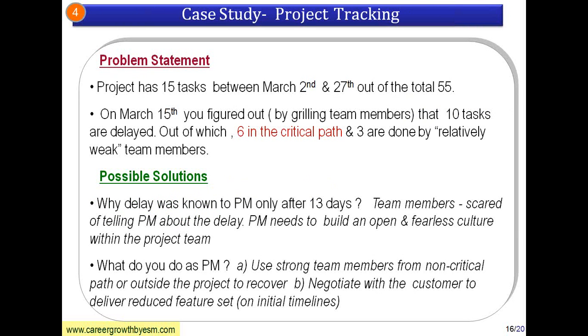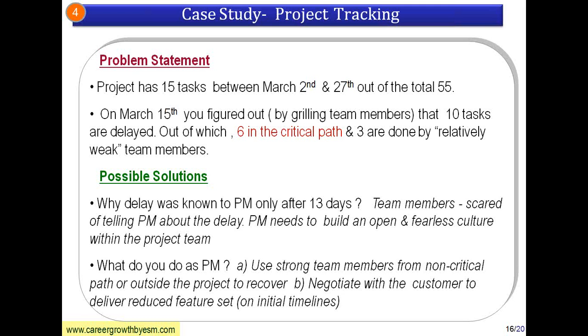Another issue is that 3 of the tasks in the critical path are done by relatively fresh people or relatively weak team members. How do you handle such a situation? It's a very difficult situation to handle. You have some tasks which are already delayed, some of those tasks are already in the critical path, and some of those critical path tasks are handled by weak team members.